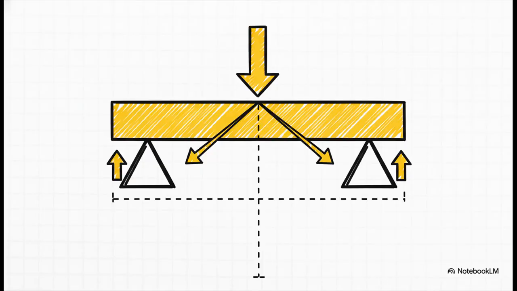We already figured out that the right support, R2, is holding up half the load. And we know the total upward force has to equal the total downward force, P. Well, that means the other support, R1, must also be holding up half the load. The load is shared perfectly, 50-50. It's just a perfectly symmetrical solution.